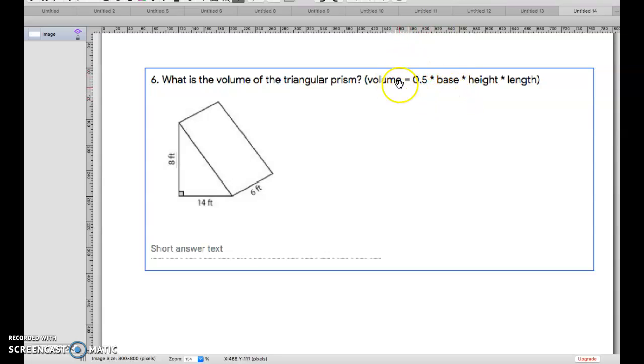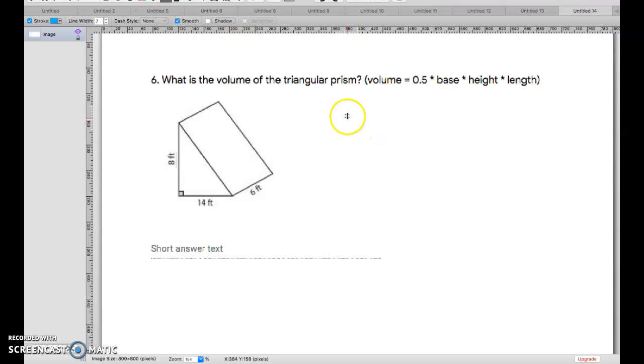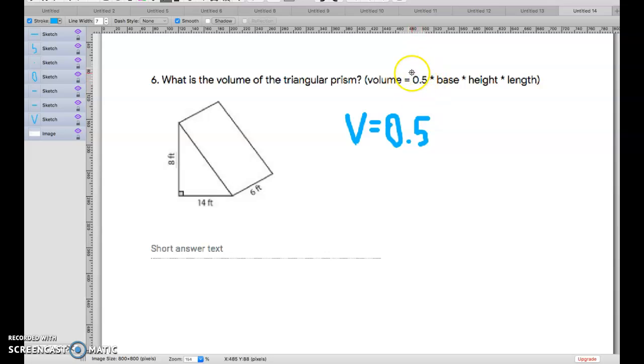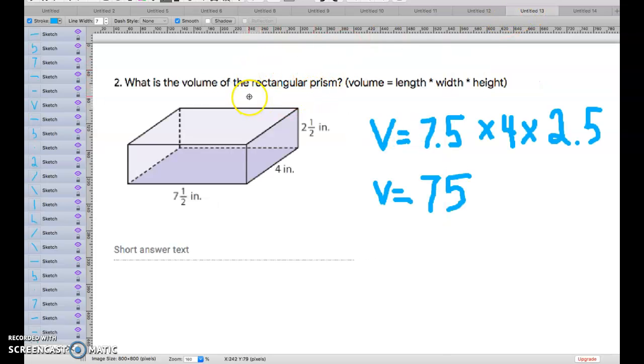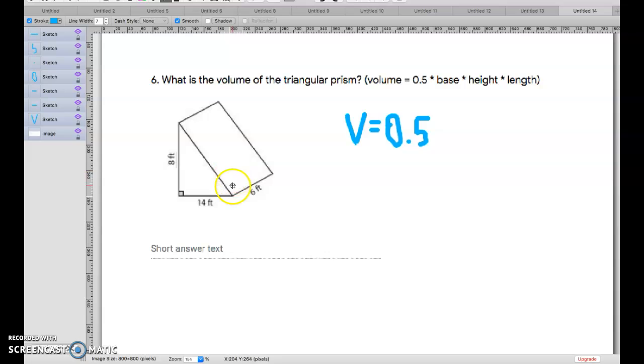A lot of you guys were forgetting to multiply by 0.5, and so you got all these problems wrong just because you didn't multiply by 0.5. So let me do this problem real quick. Volume equals 0.5. And again, we only multiply by 0.5 for the triangular prisms, the shapes with the triangle in them. These shapes over here with the rectangle are just made out of rectangles, so we call this a rectangular prism. But this is called a triangular prism because it's got that triangle in it that you can see.